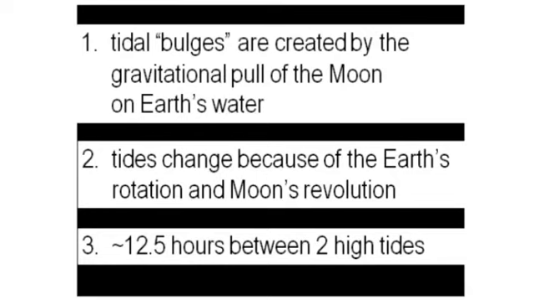So tides change throughout the day because we're rotating, and then tides change depending on the moon's phase due to the moon's revolution. There's approximately 12.5 hours between two high tides, so there's going to be 2 high tides a day and 2 low tides during the day.